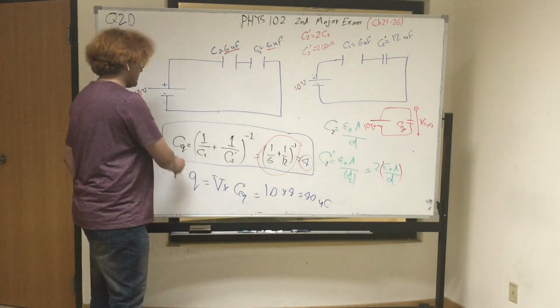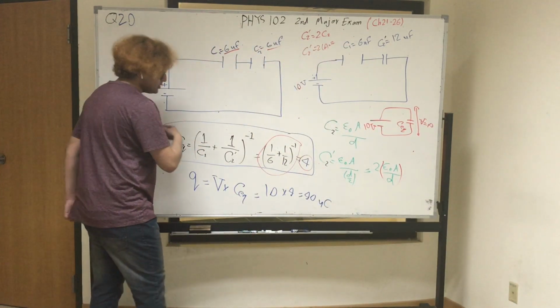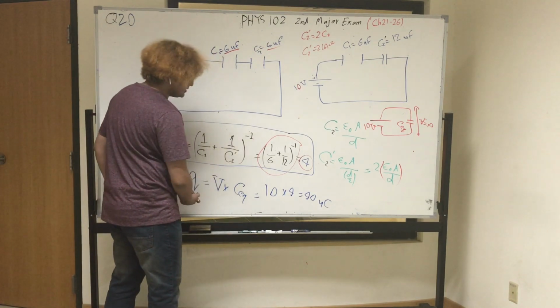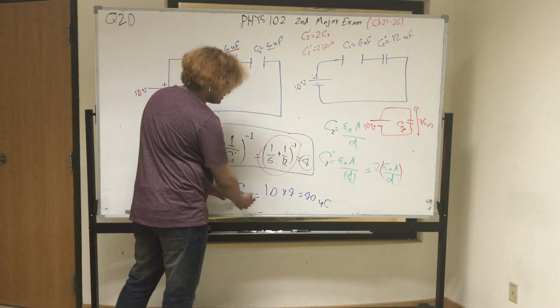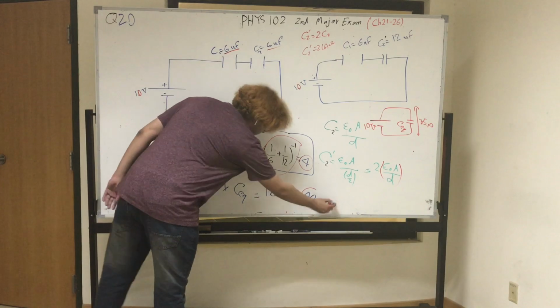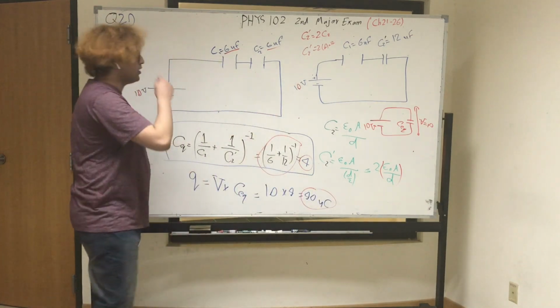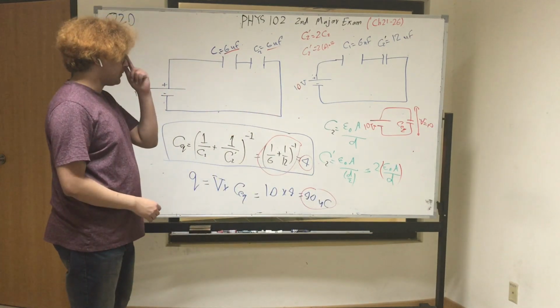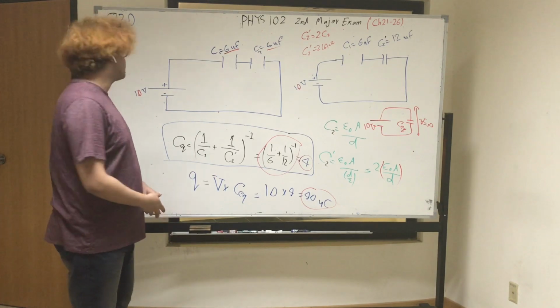And we already calculated the capacitance of the capacitor. So just multiply the voltage times the capacitance. Voltage is 10, capacitance is 4. And I'll be getting 40 microcoulombs. And that should be the right answer.